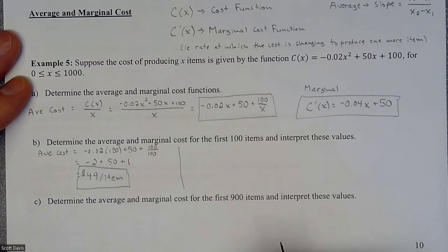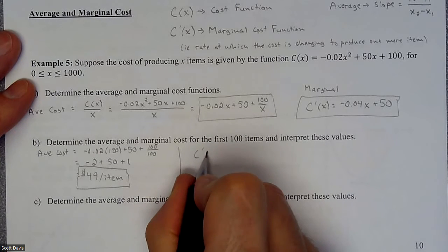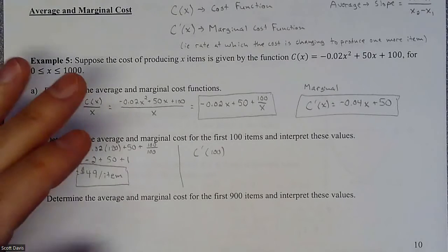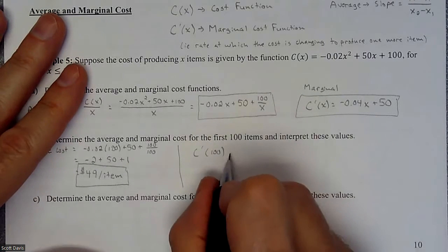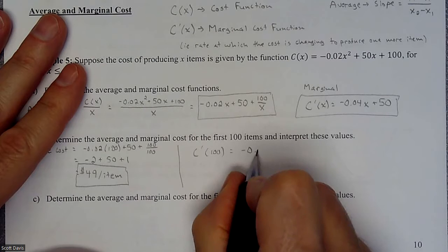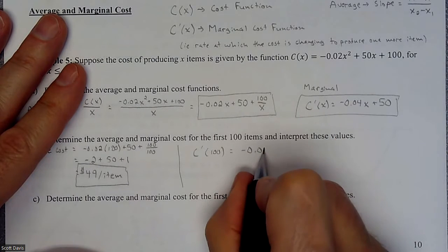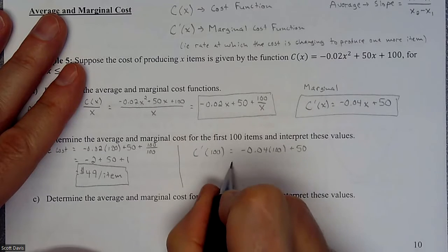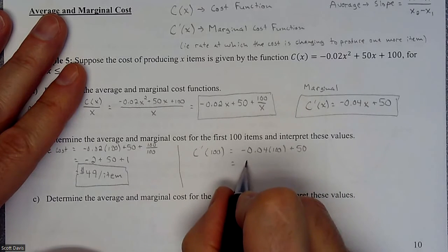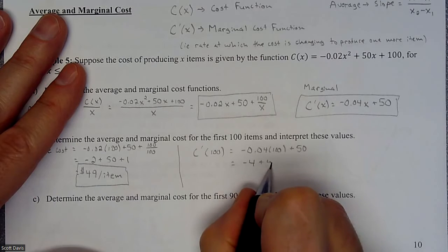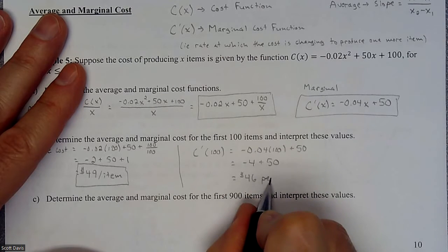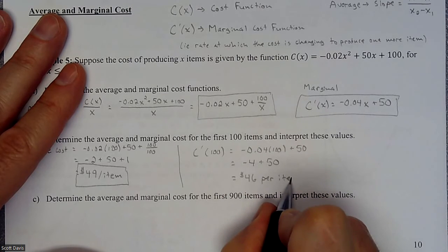Okay. Then what's the marginal cost at 100? Right, when we're at 100 items, are we increasing or decreasing our cost per item? So if you do this derivative, negative 0.04 times 100 plus 50. And then we're going to get negative 4 plus 50, which is 46. So we're increasing per item at that time.